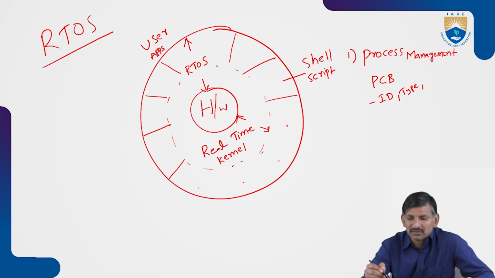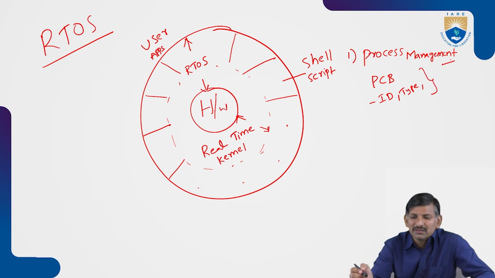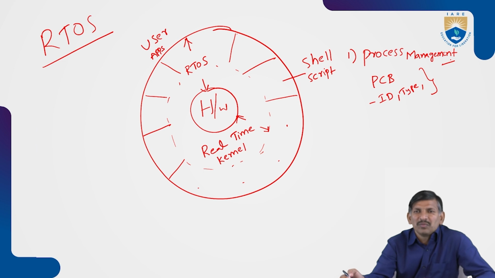Okay. So first create the process. Assign the memory space to the process. Load the process code into the memory space. Allocate the system resources. Manage and schedule the resources. Inter-process communication. Process synchronization. Process termination or deletion. These all tasks will be performed by the process management.